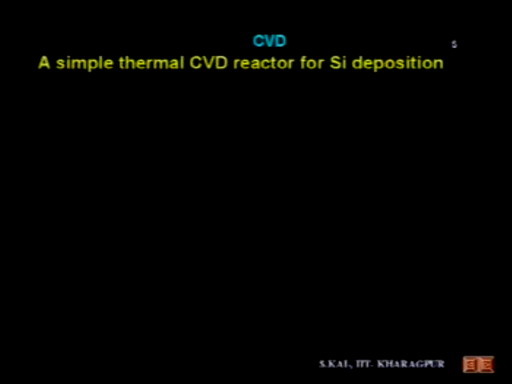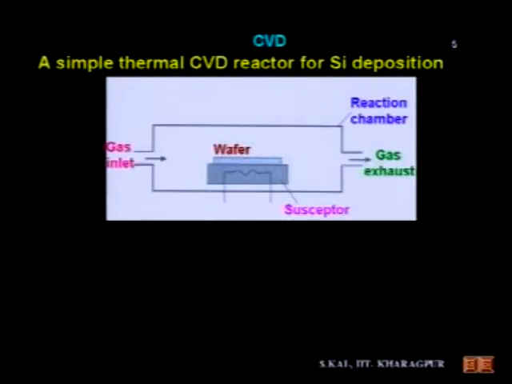Now we'll discuss a simple thermal CVD reactor which is used for silicon deposition. This is a simple schematic configuration of a thermal CVD reactor. It's a rectangular reaction chamber, and here is the gas inlet through which you can flow the gases, source gas as well as carrier gas as well as dopant gas, and here is the susceptor, and on the susceptor you can keep the wafer.